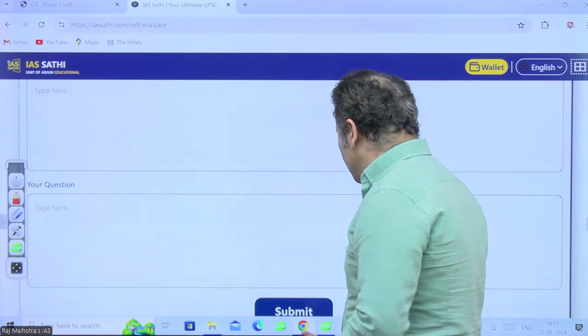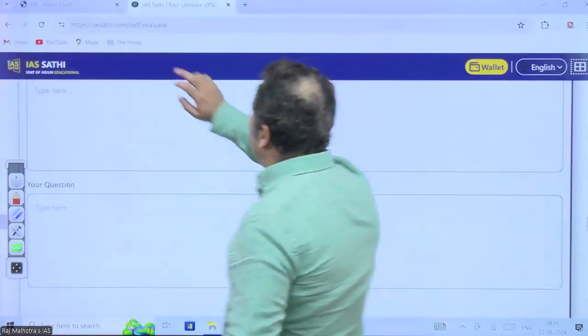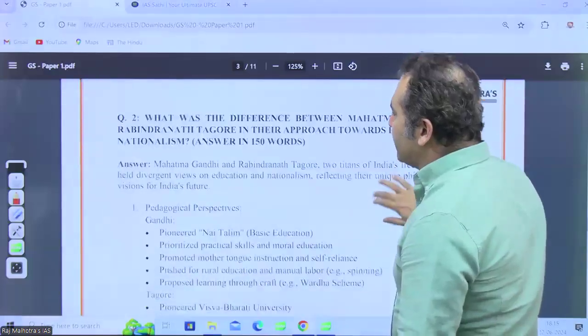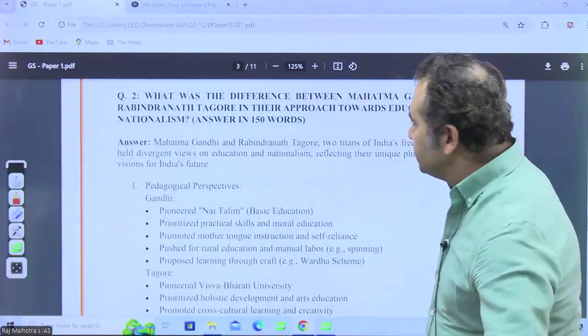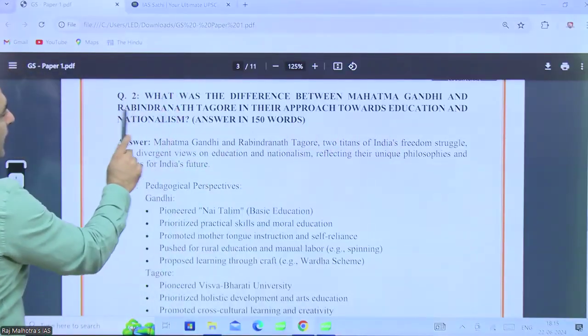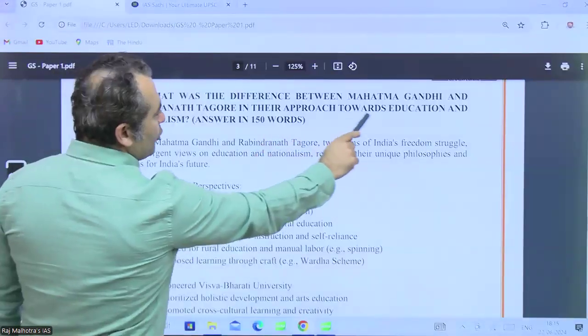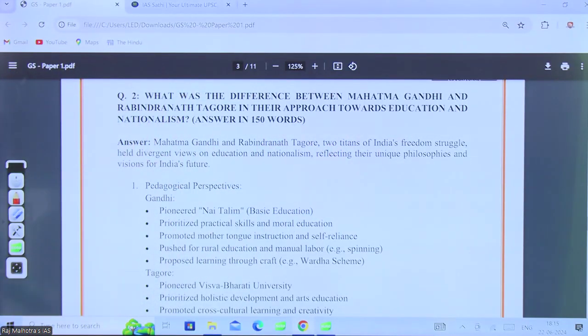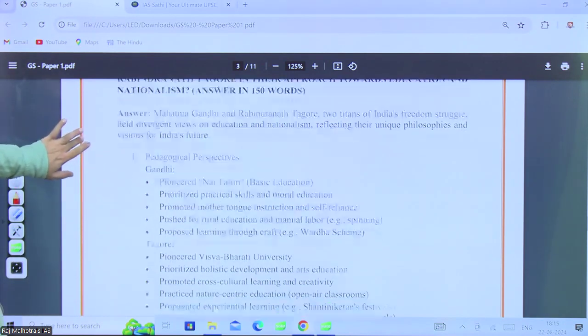Now coming back to the question, as I was showing you, I have shown you the first answer. Now let's talk about the second one. This is: what was the difference between Mahatma Gandhi and Rabindranath Tagore in their approach towards education and nationalism? Again, a question from last year, same Paper 1, Question 2. So let's start the answer.